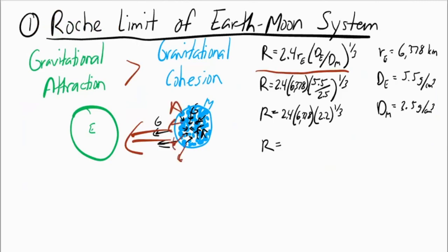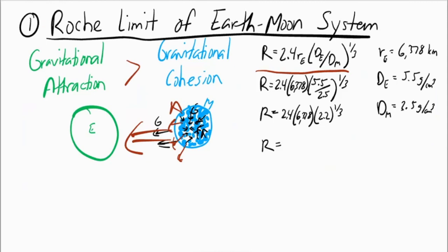It is 2.4 times the radius of the Earth, multiplied by the density of the Earth divided by the density of the moon, to the power of 1/3. Radius of the Earth, for all intents and purposes here, simplifying it a little bit, is 6,378 kilometers. The density of the Earth, simplifying it a little bit, is 5.5 grams per cubic centimeter, and the density of the moon is 2.5 grams per cubic centimeter.